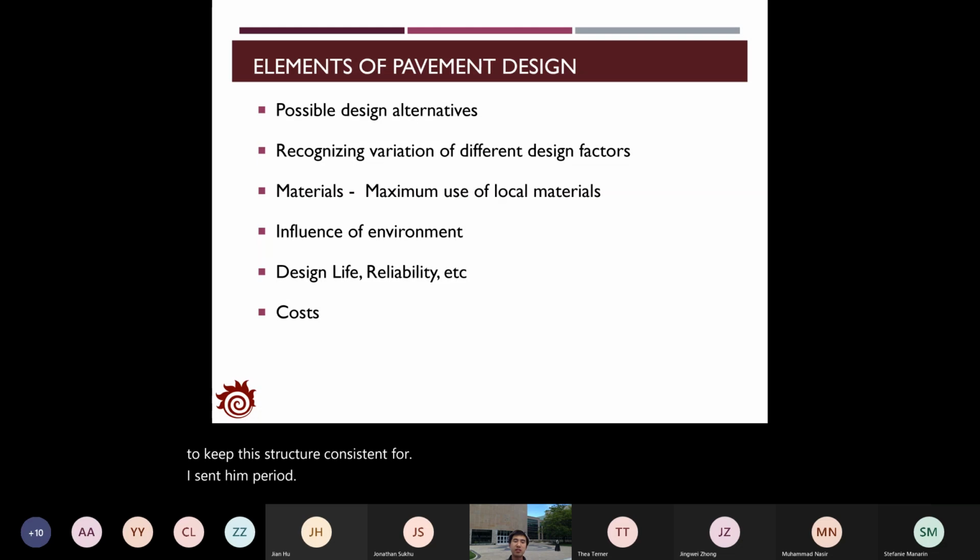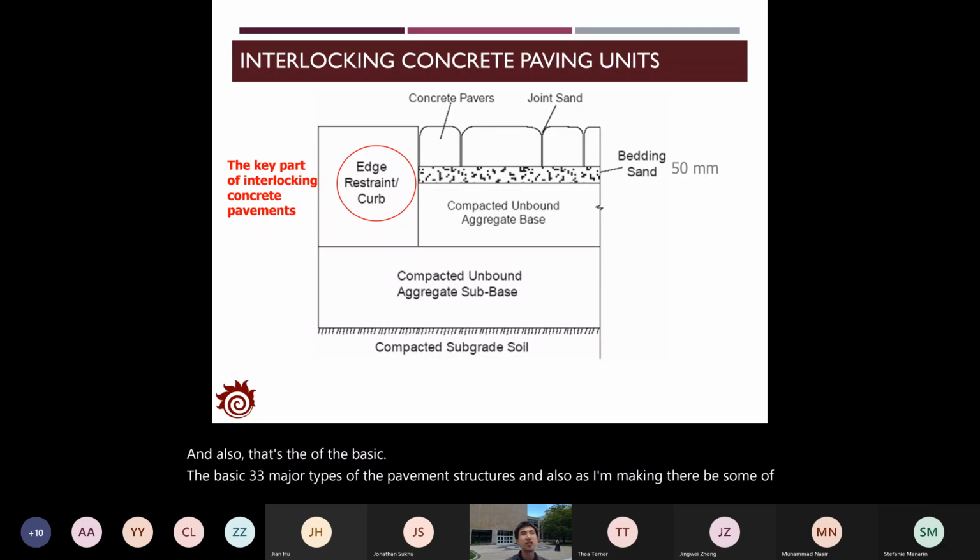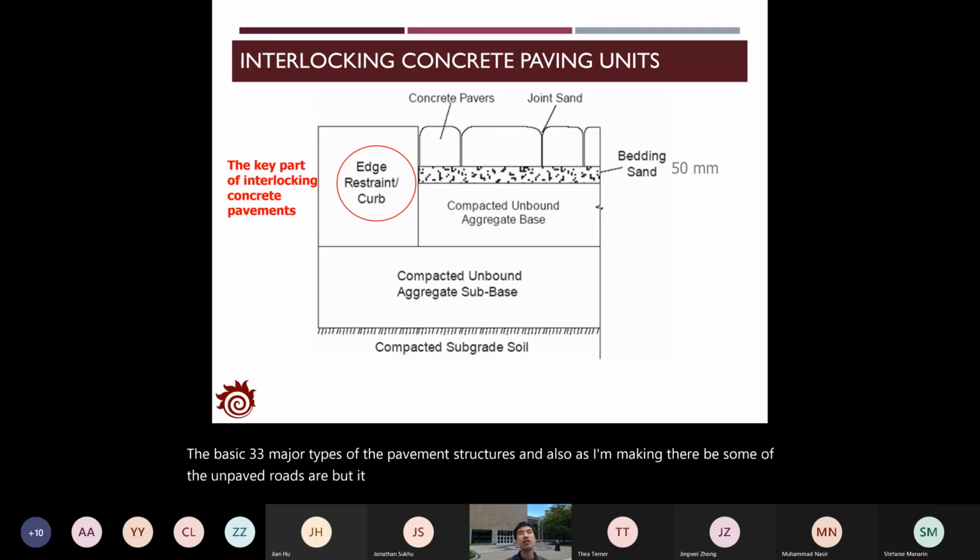And so that's the basic three major types of the pavement structures. Also, as I mentioned, there will be some unpaved roads, but they do not involve any design of the pavement, so I will not introduce them in this lecture. So this would be the introduction of the pavement types.